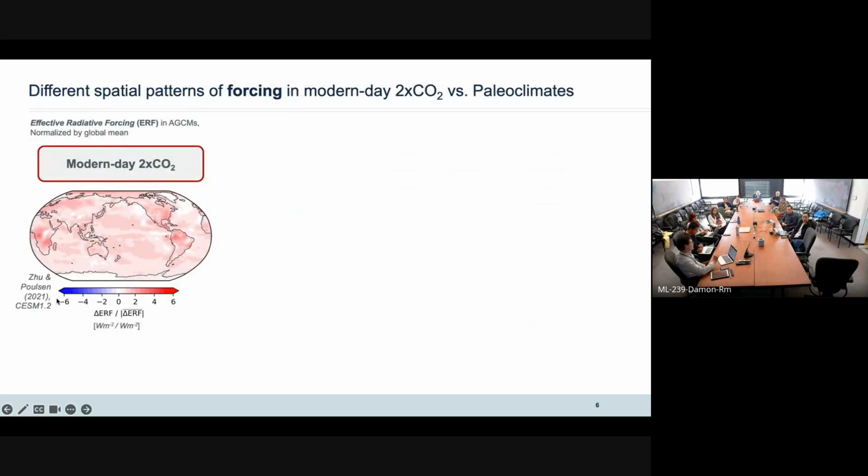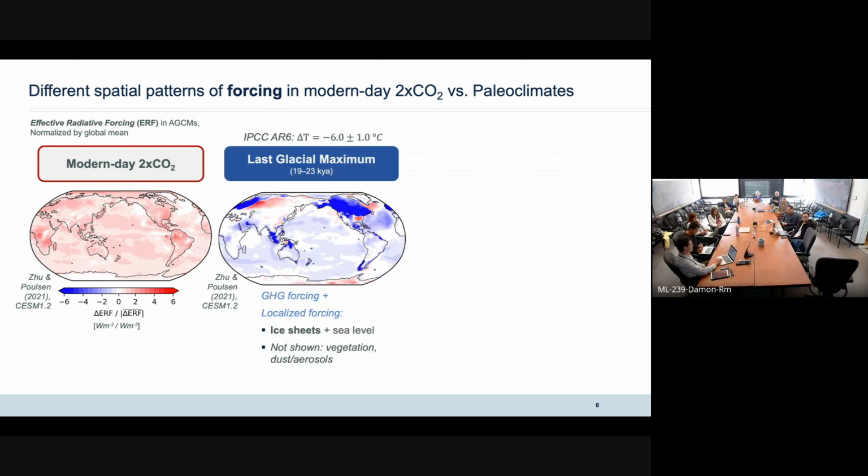The reason why we think there might be a pattern effect for the LGM and the Pliocene is because of the differences in the spatial patterns of forcing. So on the left here, I'm showing the relatively uniform forcing that we get from a CO2 doubling in the modern climate. And then in the middle now, I'm showing the forcing from the last glacial maximum, which has reduced greenhouse gases. And you can see that kind of uniform background forcing from things like lower CO2 levels. But we also have these really strong localized forcings from the ice sheet changes. So you can see the Laurentide in bright blue there.